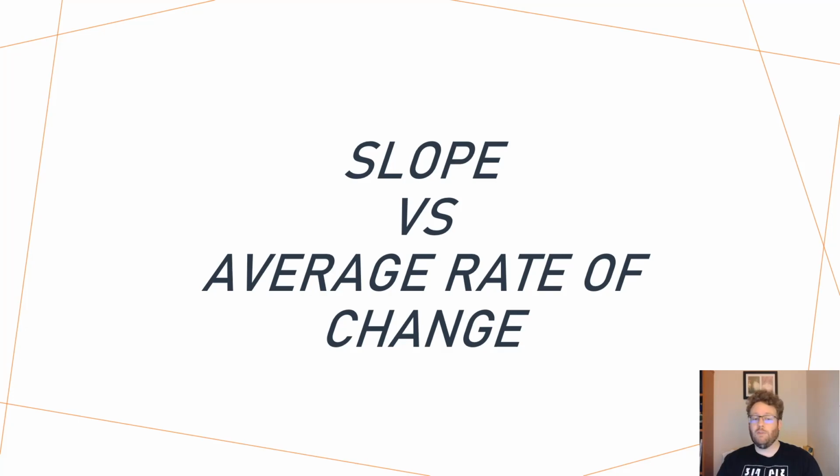Today what we're looking at is slope versus average rate of change, and it may surprise you that we're talking about slope in a calculus class. That's an Algebra 1 topic after all. What's it doing here, and why is it our starting point?